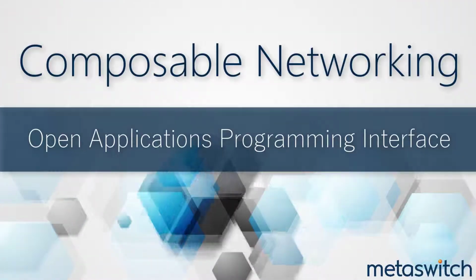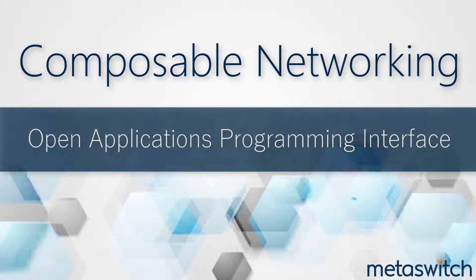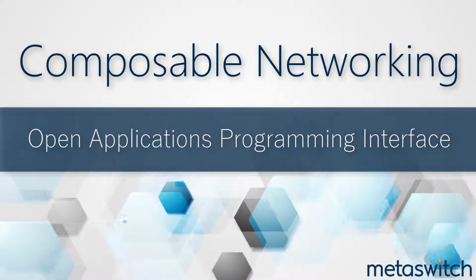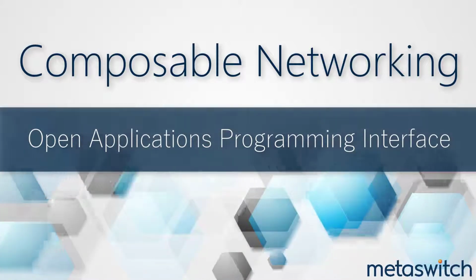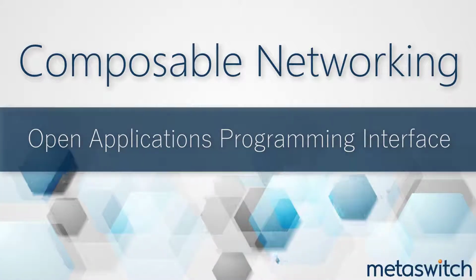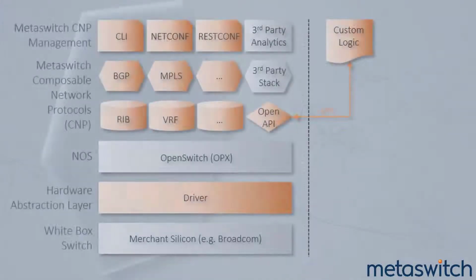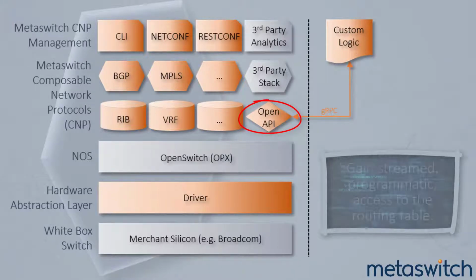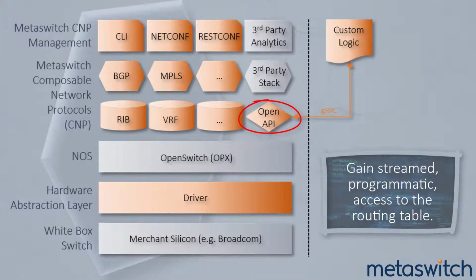As a critical part of emerging disaggregated network operating systems, Metaswitch Composable Network Protocols afford network architects and engineers unprecedented control of their routing infrastructure and the flexibility to choose the control plane components that best suit their requirements. A great example of this innovation is an open API through which network operators can receive streamed, programmatic access to the routing table. This enables granular, policy-based control of the underlying forwarding infrastructure by centralized orchestration and automation engines that augment classic route discovery mechanisms.